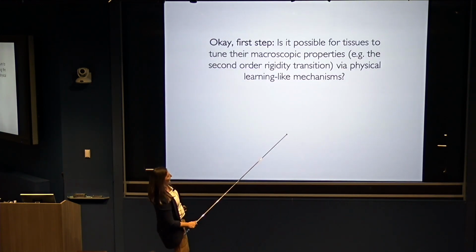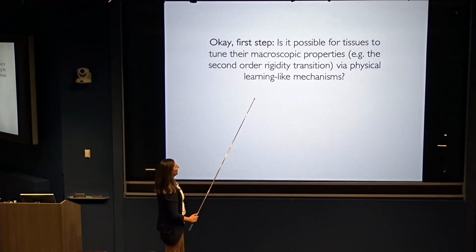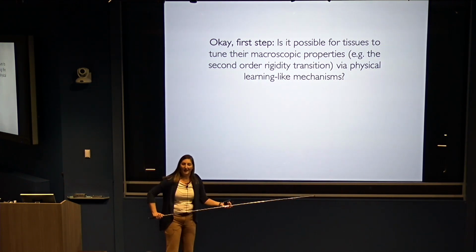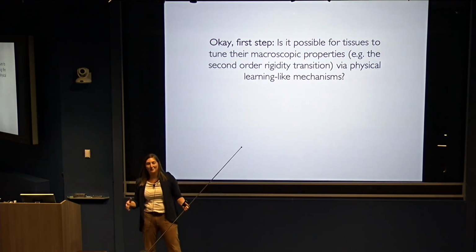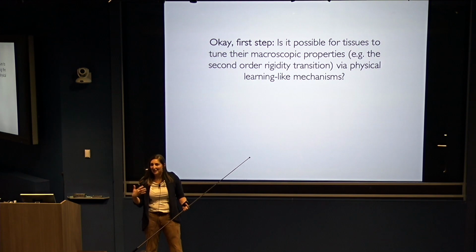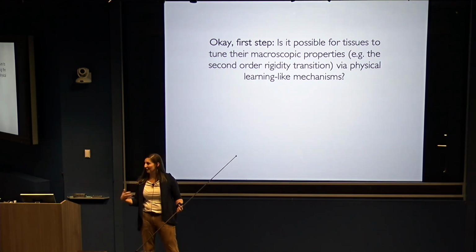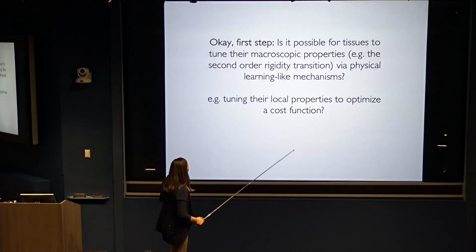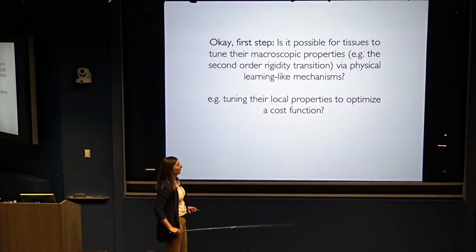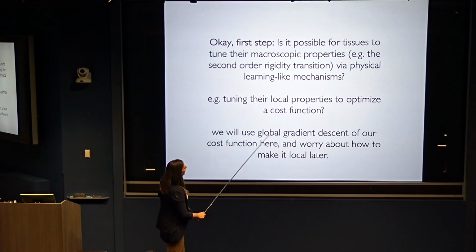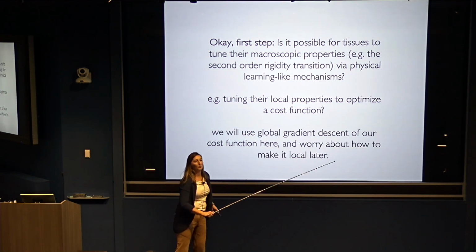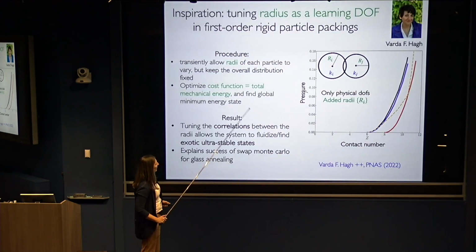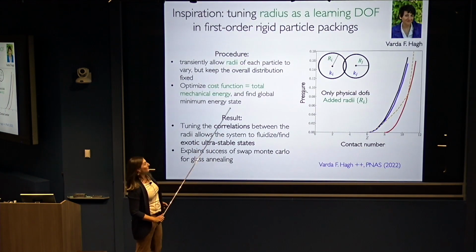Okay, in the next 2 minutes, I just want to show you a first step in this. The question is, if I take one of those vertex models, for example, can I make it learn by tuning the degrees of freedom even in that mathematical model as a first step? Can I tune the local properties to optimize a cost function? I'm just going to use a global gradient here, and I'll worry about doing it locally later. I'm going to skip this slide because I'm basically out of time.